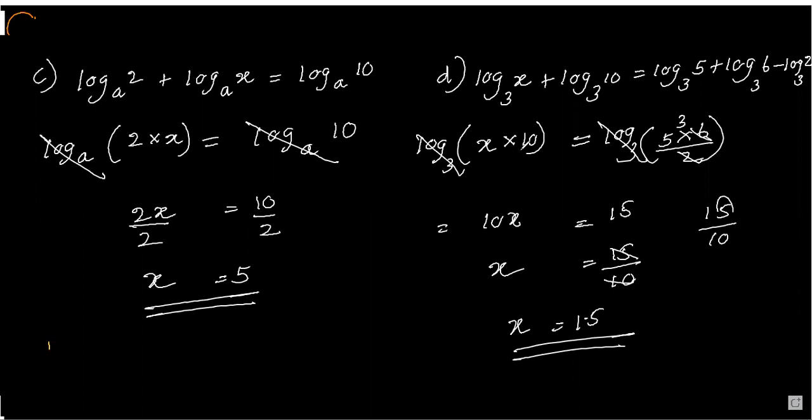Here there isn't a 2 to divide. The 10 is x into 10, on this side, right? When we take log 3 out, x into 10 remaining. If you took log 3 out, 5 into 6 and here 2 divide by 2. X times 10, 10x equals 15 when simplified. X equals 15 divided by 10, 1.5. Understood? Yes.